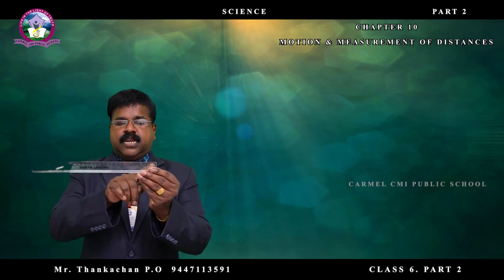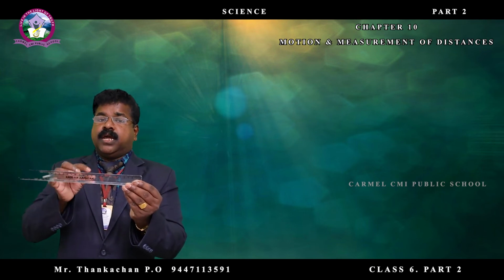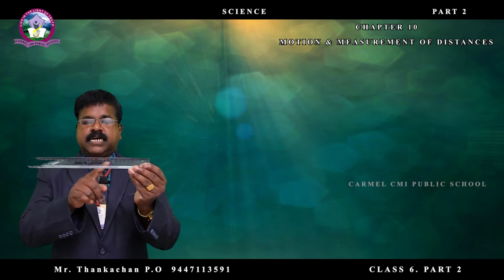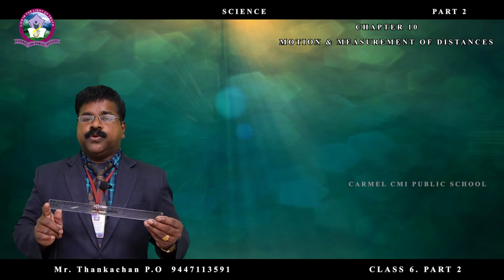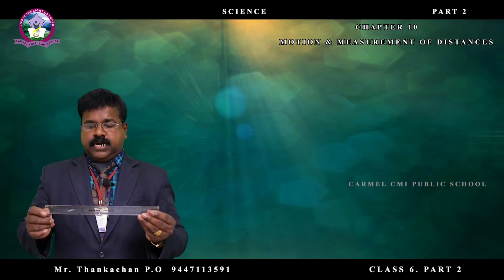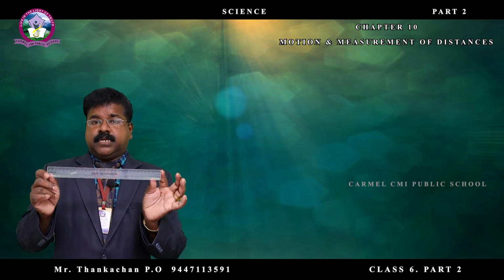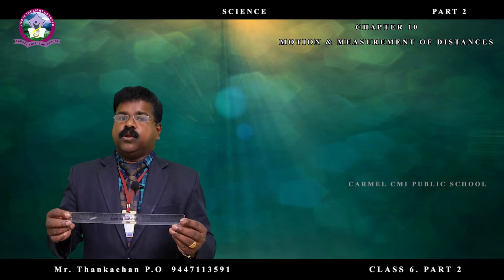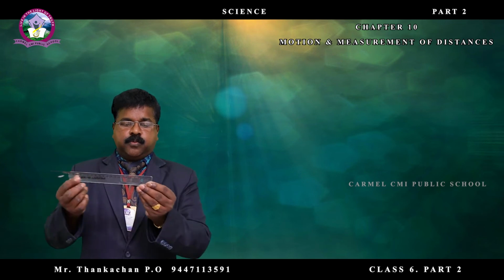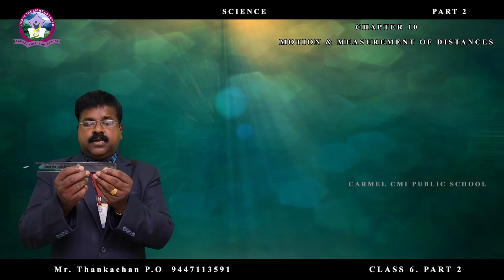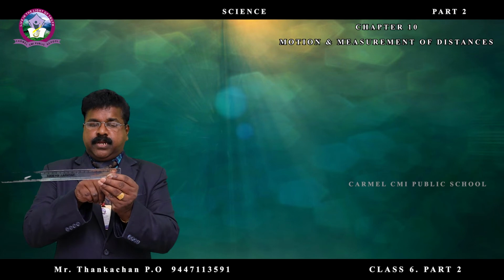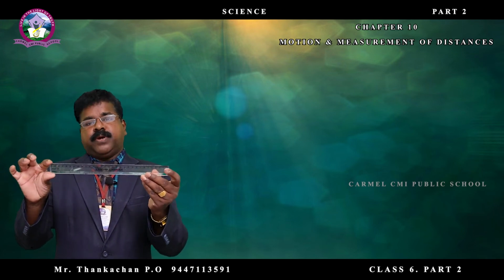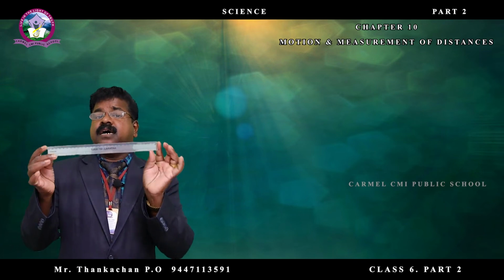And 100 centimeter will be equal to 1 meter. You know that 100 centimeter is equal to 1 meter. Again, 1000 meter is equal to 1 kilometer. So the smallest subdivision is millimeter, and 10 millimeter makes 1 centimeter, 100 centimeter makes 1 meter, and 1000 meter makes 1 kilometer. So that is the measurement.